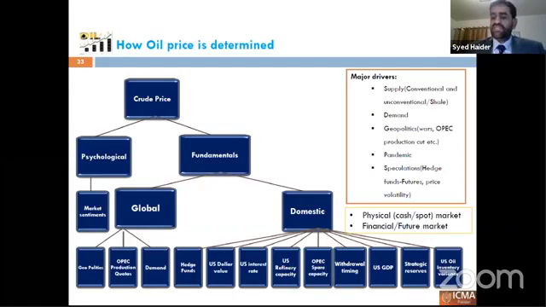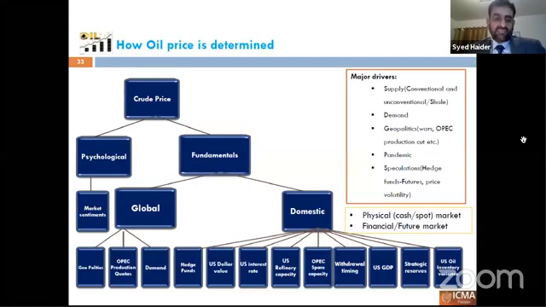Then we come to the physical market, also called the cash or spot market, when two parties agree to buy oil at the spot or in the forward market. That's called the physical market. The financial part, as I explained earlier, is more speculation based. It's more future based, on how global demand and all the factors mentioned here impact the financial market, WTI and Brent prices.